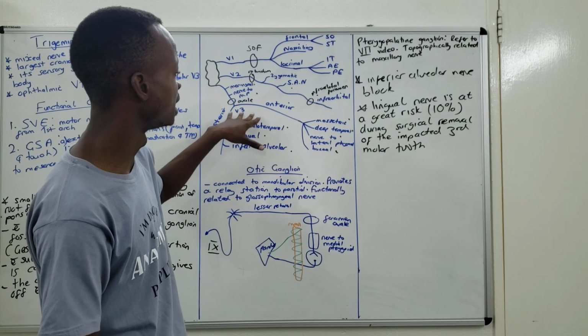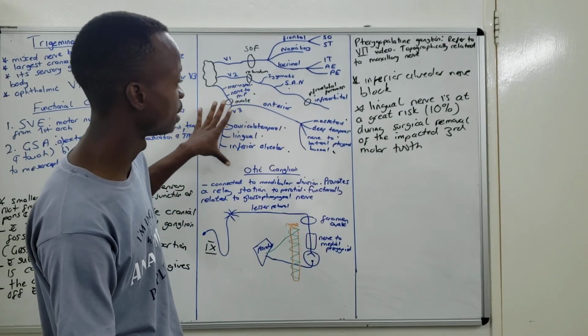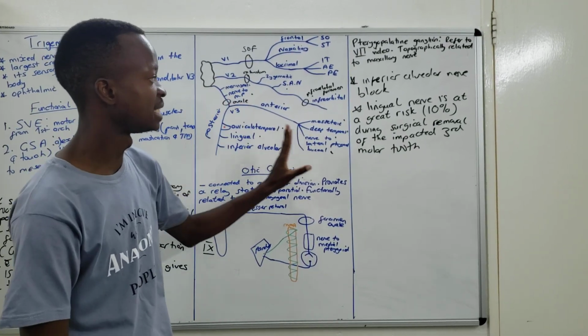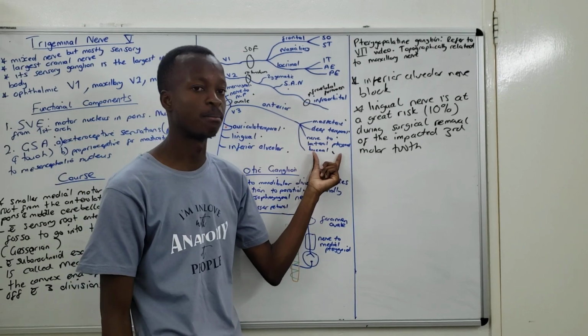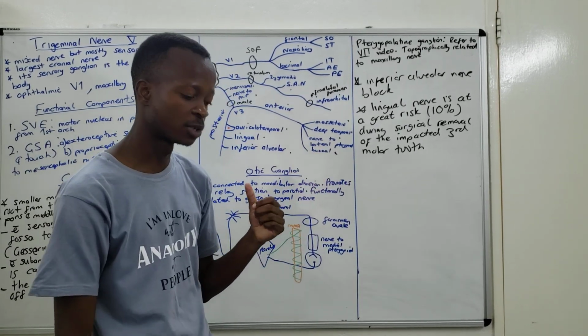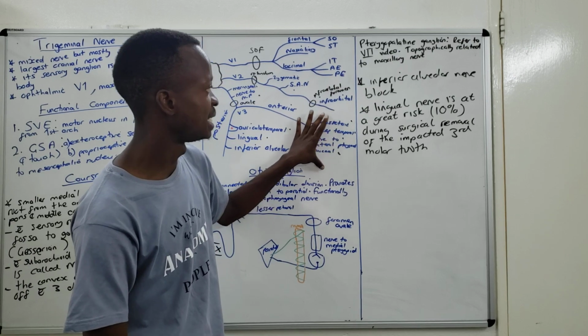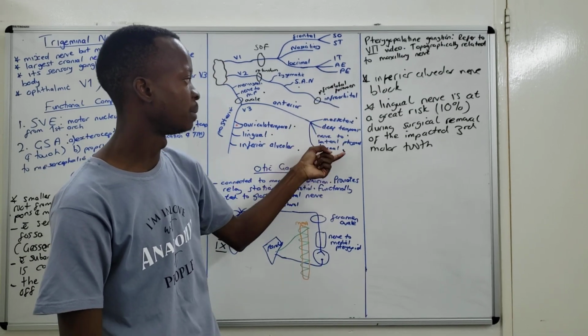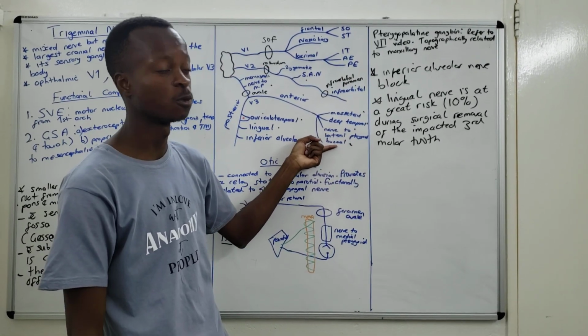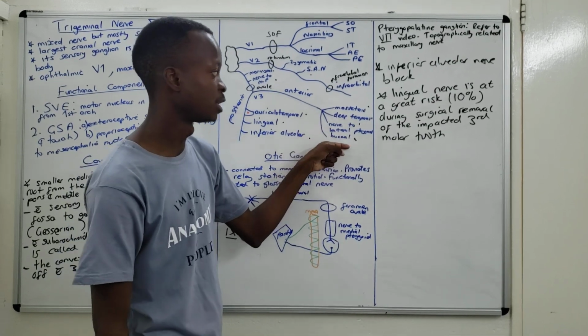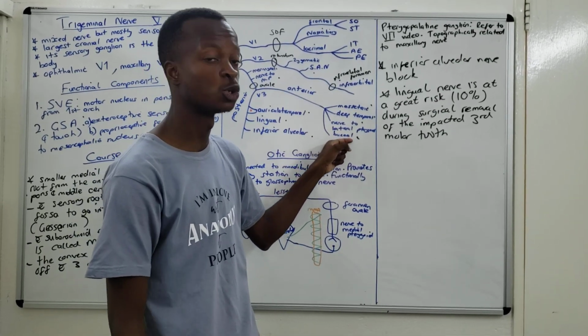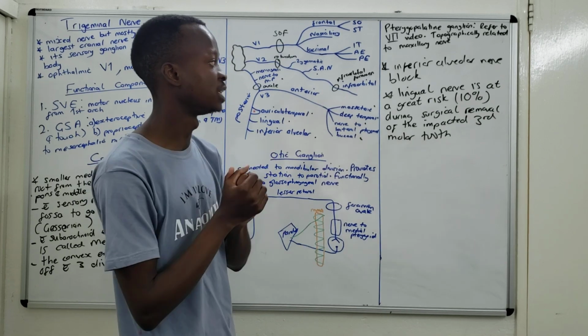Then it will divide into an anterior division and a posterior division. If you look at the anterior division, it mostly gives us muscular branches that are going to the muscles of mastication. But from that anterior division, we can also appreciate one nerve which is going to be a sensory nerve, which is the buccal nerve. This buccal nerve will be sensory to the cheeks or the mucous membranes around the cheeks.